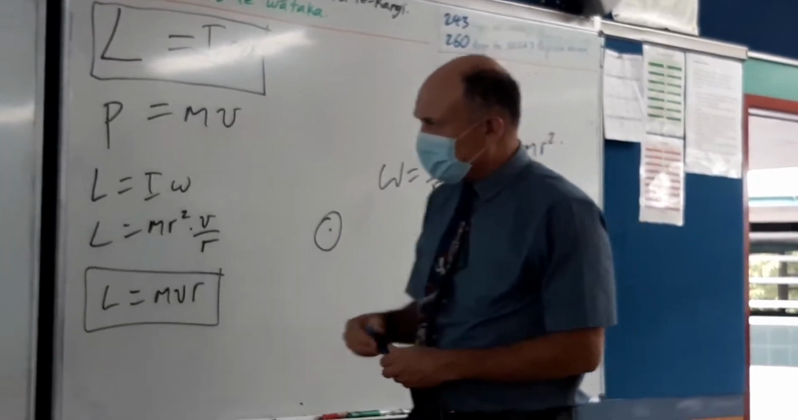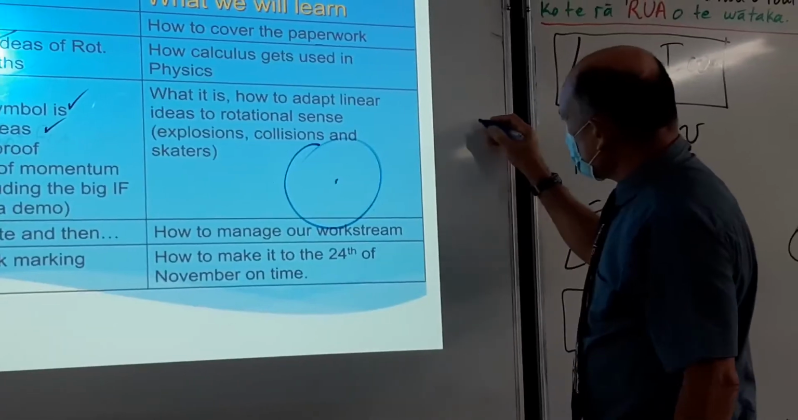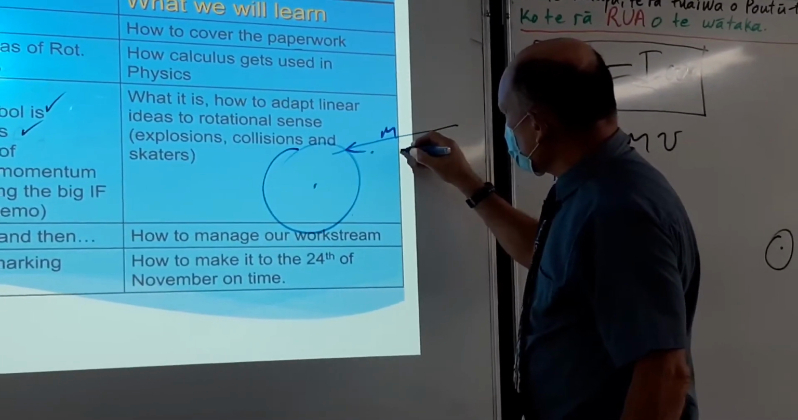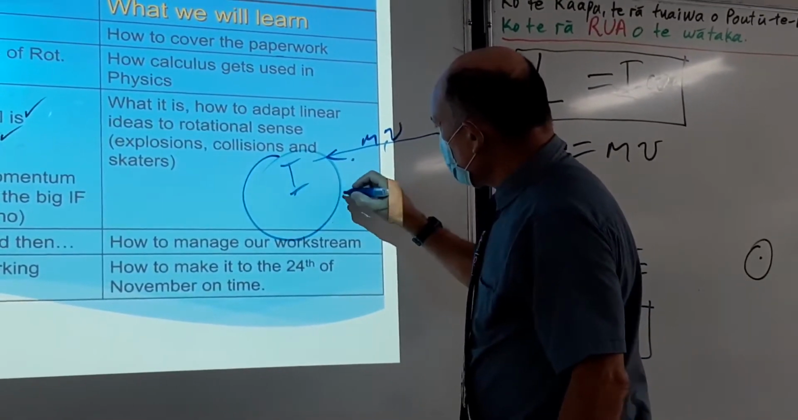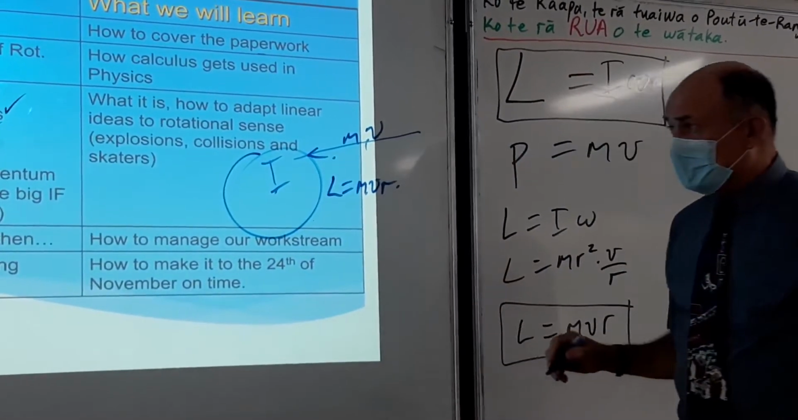So if you've got a roundabout that's sitting there and somebody comes running along and jumps on it with a mass and they have a velocity and they have a radius that they operate at, the angular momentum given will be mvr. So that's that, cool.